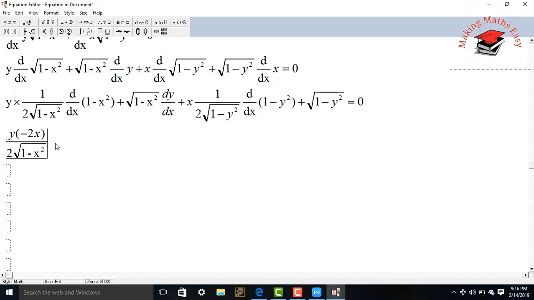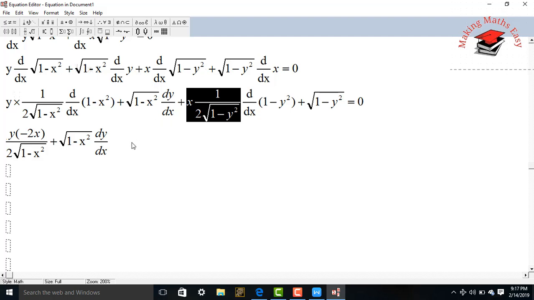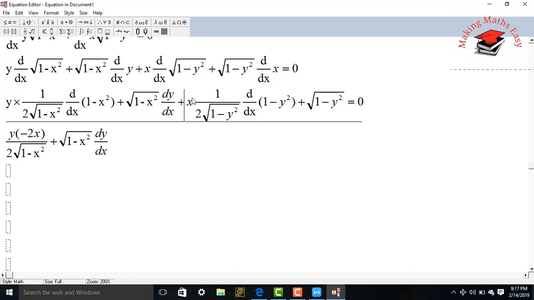We have to write the part which is left in the denominator. And again we write the square root of 1 minus x square into dy by dx. We write it as it is, because dy by dx remains as it is, as y is an implicit function of x, and x is an implicit function of y, and the function of x comma y is equal to 0 in such cases. So we have to keep it as it is. Now look at this next function. This function also we have to write as it is, only this much part.